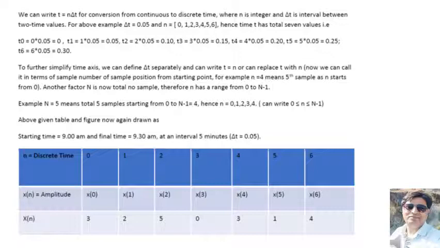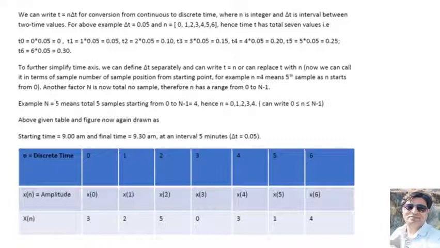The above given table and figure can now again be drawn as starting time is equal to 9 a.m. and final time is equal to 9:30 a.m. at an interval of 5 minutes, means delta t is equal to 0.05. Now we can write our discrete time n in terms of sample numbers. First 0 sample, first sample, second sample, third sample, fourth, fifth, and sixth sample.